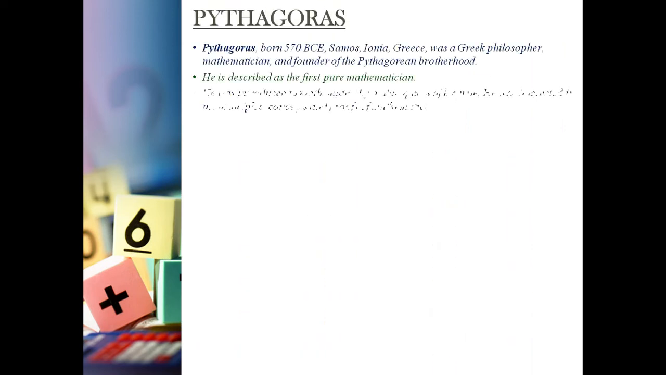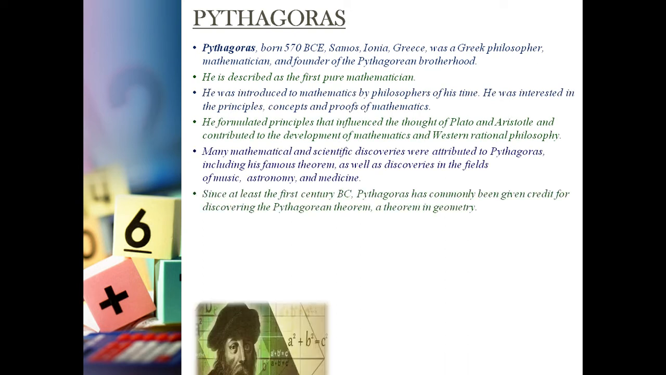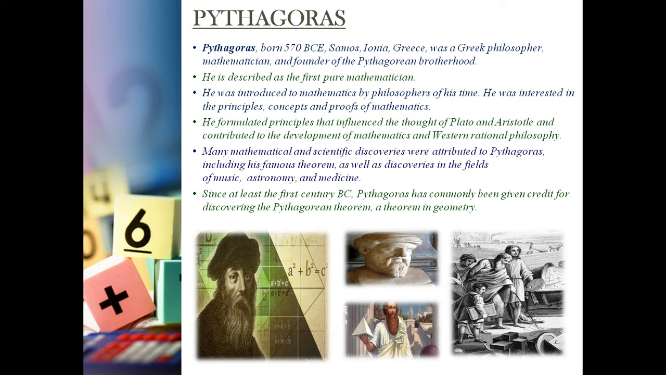Pythagoras, born 570 BCE, Samos, Greece, was a Greek philosopher, mathematician, and founder of the Pythagorean Brotherhood. Many mathematical and scientific discoveries were attributed to Pythagoras, including his famous Pythagoras Theorem, as well as discoveries in the fields of music, astronomy, and medicine.